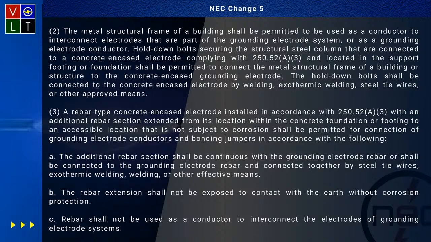But I do want to point out something here. When I start looking at this, you got your first two, and you got your cold water pipe, and then you got the metal structural frame. But now when I go in and I look at my rebar concrete encased electrode, it's installed in accordance with what? 250.52A3, and it tells you all the installation for that concrete encased electrode. This is installation here for that.